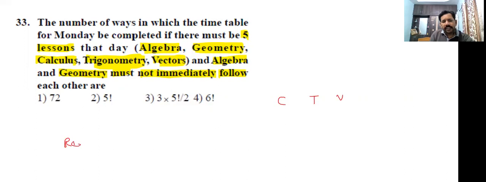So, how many chapters are there here? Three chapters. Three chapters can be arranged in 3 factorial arrangements. Now, how many gaps are there here? 1, 2, 3, 4. Sorry, four gaps. Four gaps can be filled with algebra and geometry. How many chapters? Two chapters, no? Four places can be filled with two chapters.